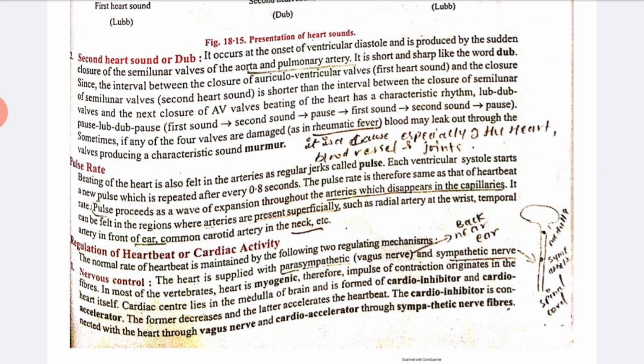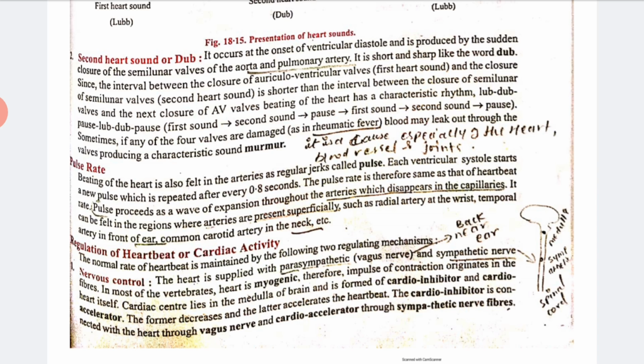The beating of the heart is also felt in the arteries as regular jerks, which is called pulse. Each ventricular systole starts a new pulse, which is repeated every 0.8 second, and the pulse rate is therefore the same as the heartbeat rate. The pulse proceeds as a wave of expansion throughout the arteries and disperses in the capillaries, and it can be felt where arteries are present superficially, such as the radial artery in the wrist, the temporal artery in front of the ear, and the common carotid artery in the neck.